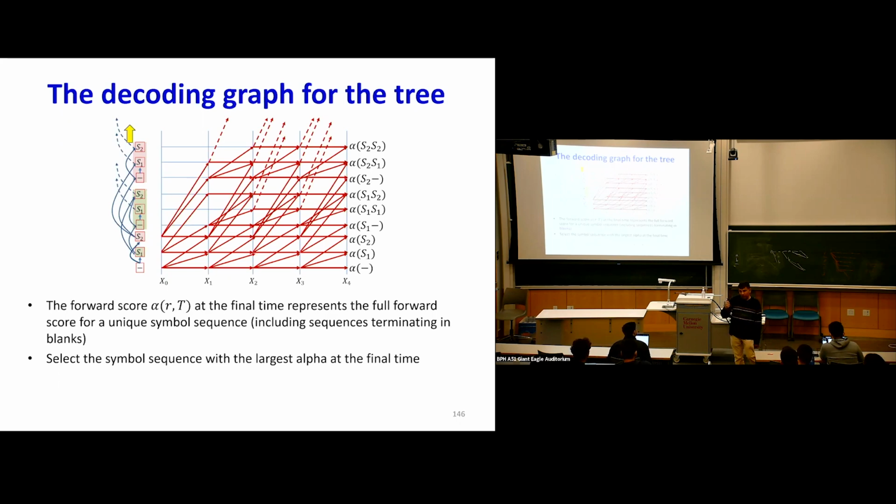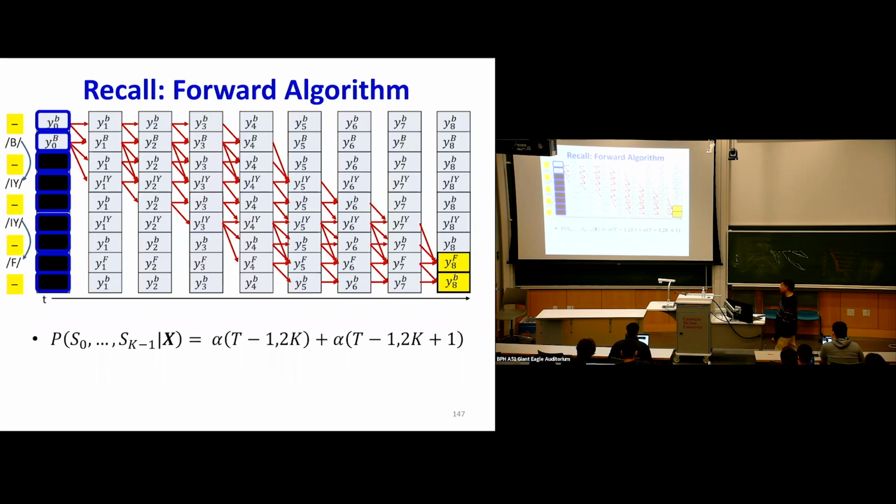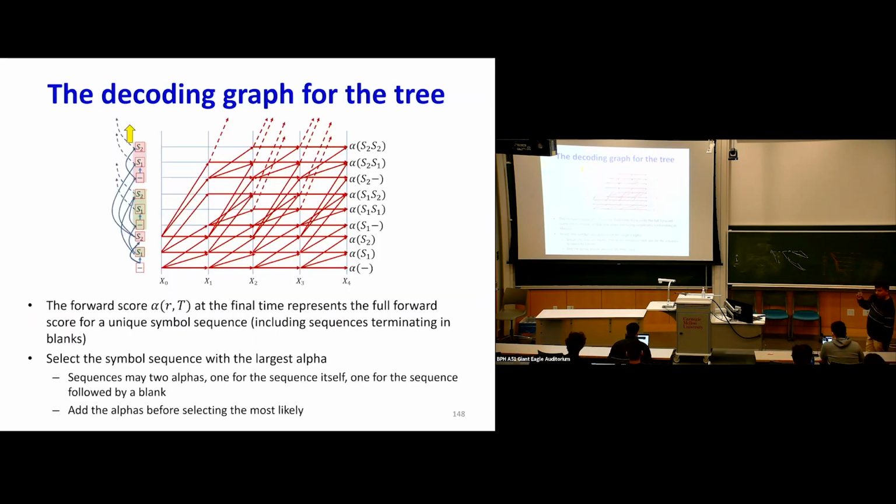What is the problem with this? It's going to blow up, right? It's a tree. With time, it's going to blow up. So here's where our heuristic comes in. So this was the forward algorithm. But here's what we're going to do.